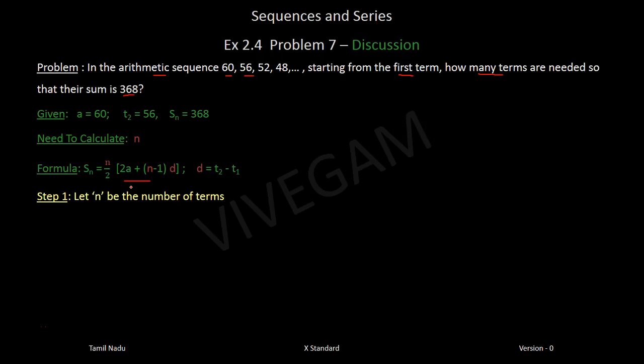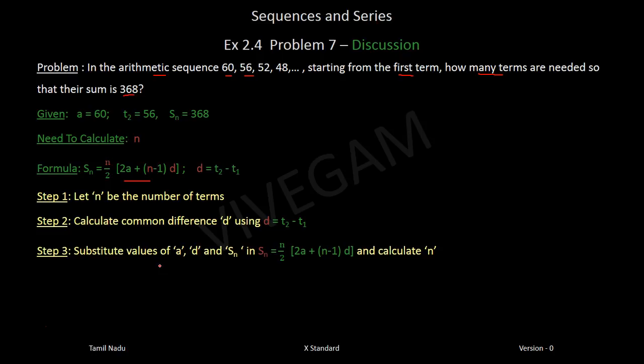So step 1. Let n be the number of terms. Calculate the common difference, d equal to T2 minus T1. Substitute the value of a, which is 60, d, which is calculated in step 1, Sn, which is 368 given here, in the formula Sn equal to n by 2 into 2a plus n minus 1 into d, and calculate n. So it's more of a substitution problem. Only thing is that they have not given all the variables. They have made us calculate d and then use it.